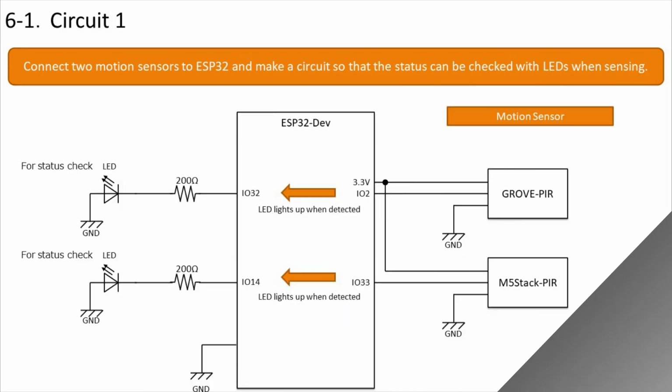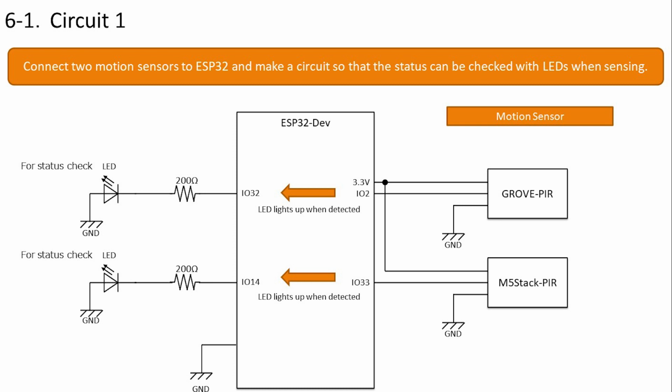Move on. This is the circuit to measure the motion sensor of Grove and M5 Stack. It supplies an operating voltage of 3.3 volts and detects the 3 volts output at the PO pin during sensing. The circuit is configured so that the LED lights up at the time of detection. M5 Stack requires pull-up, but it is done by program, so we do not connect resistors.